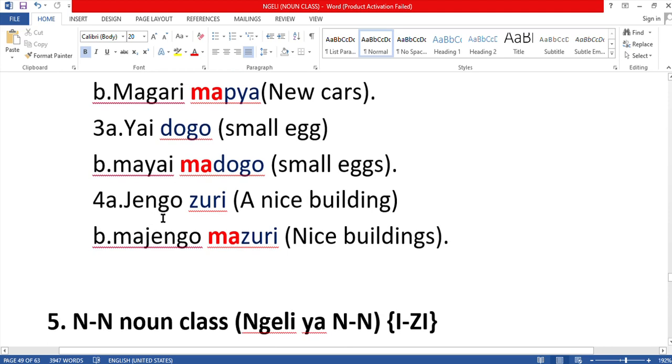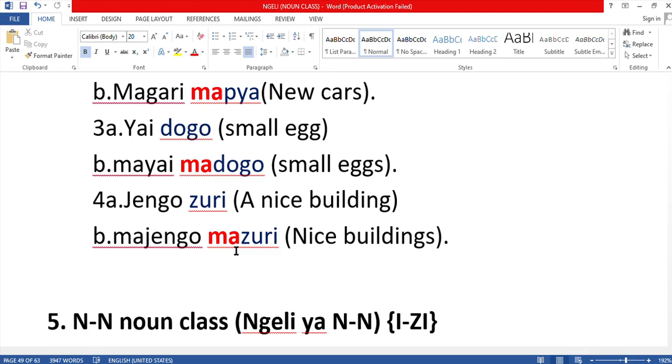Jengo zuri, a nice building. Jengo zuri. Majengo mazuri. Jengo zuri, majengo mazuri. Sawa? Nafahamu umenielewa hapo.